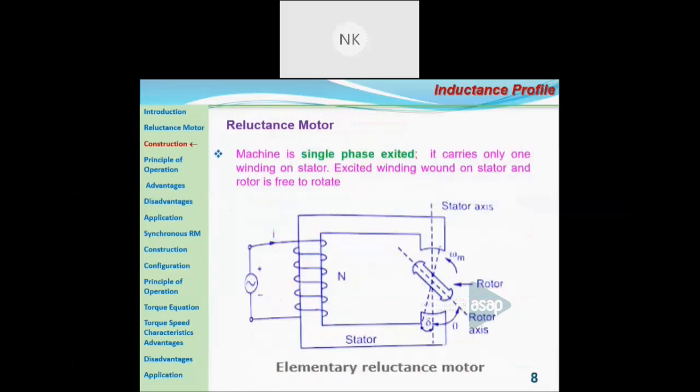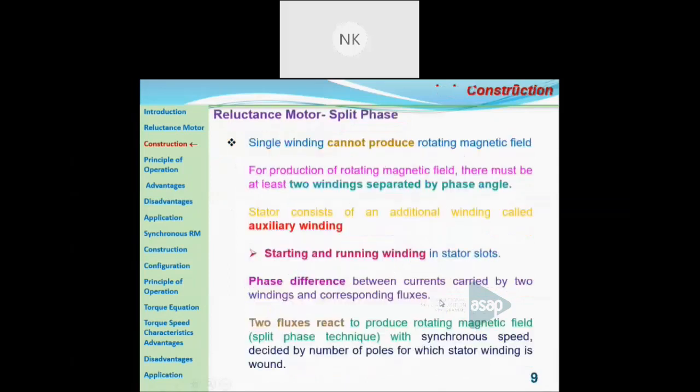So this is the structure. The machine is a single phase excited one. It carries only one excited winding, wound on the stator, and the rotor is free to rotate. When you take a single winding, it cannot produce a rotating magnetic field. Always it will produce a pulsating magnetic field, as in the case of a single phase induction motor. To produce a rotating magnetic field, there must be at least two windings separated by a phase angle. Therefore the stator consists of an additional winding called the auxiliary winding.